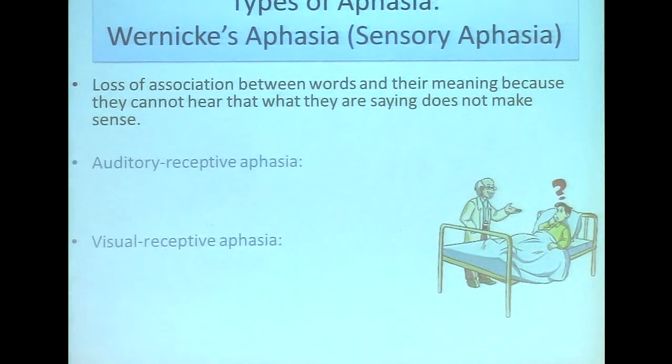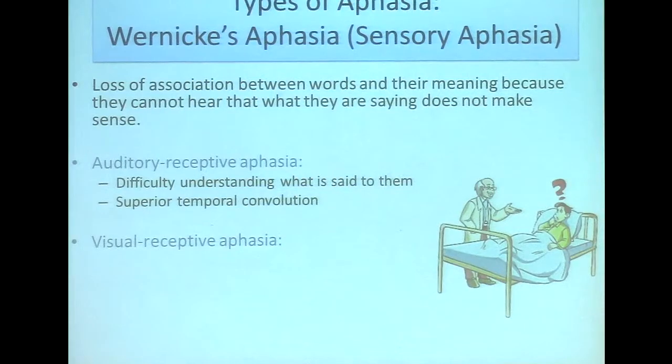Now, Wernicke's aphasia is a sensory aphasia, with the hearing, and it is a loss of association between words and their meaning, because they cannot hear what they are saying. So because people can't hear what they're saying, they don't make sense. So the person speaks, but their words don't make sense. And you get auditory receptive aphasia and visual receptive aphasia, and they're both a type of Wernicke's aphasia.